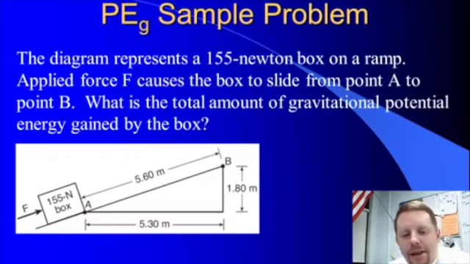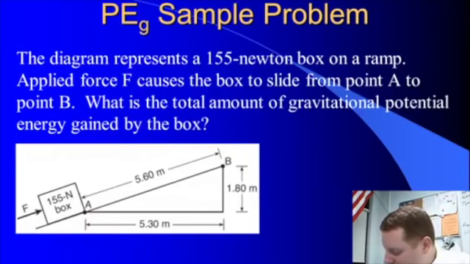So let's take a look at a sample problem here. The diagram shows a 155 Newton box on a ramp. An applied force causes the box to slide from point A to point B up the ramp. What is the total amount of gravitational potential energy gained by the box? And right away I look at that diagram and see lots of numbers and go, that's looking pretty complicated. But all we have to realize is the change in potential energy only depends on the height of the box.